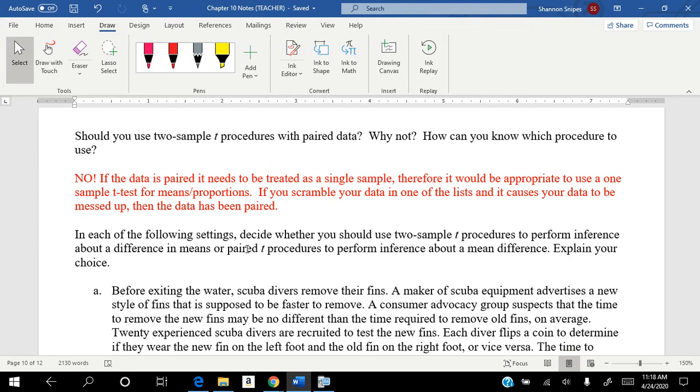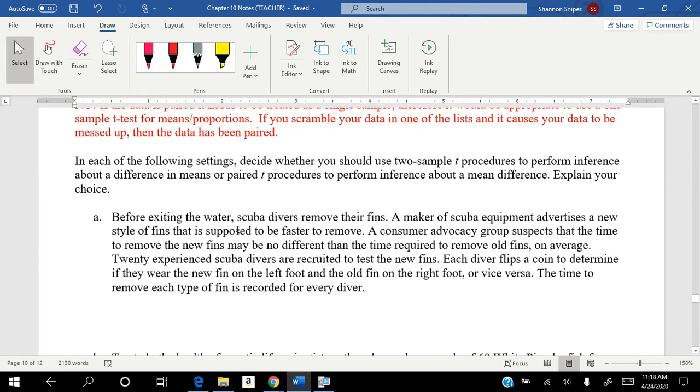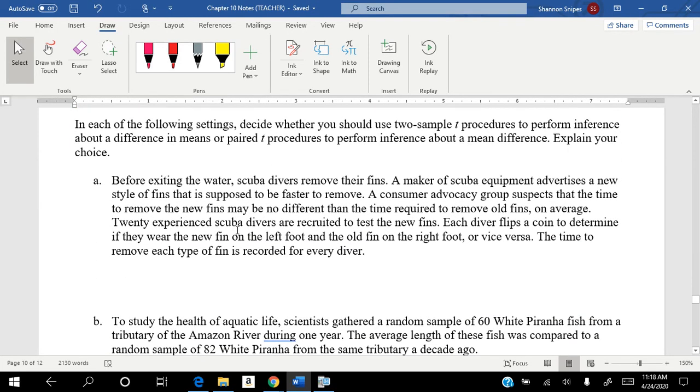And one way you can know which procedure to use is if you think about it, if you scramble your data in one of the lists and it causes your data to get all messed up, then the data has been paired. So in each of these following settings, we're going to decide whether we're going to use a 2-sample T procedure, or if we're going to use a paired T procedure.